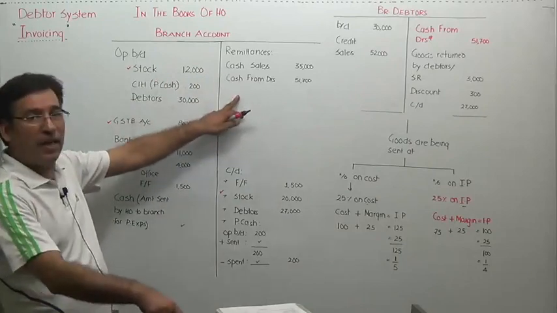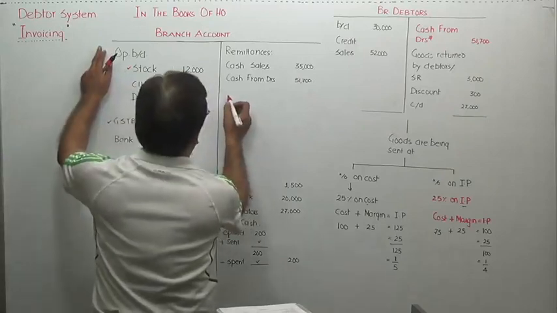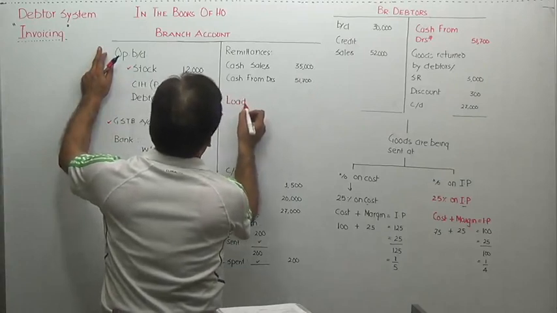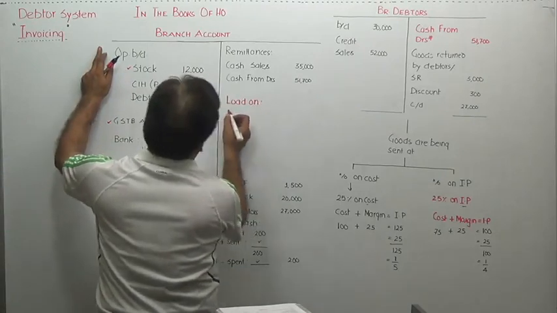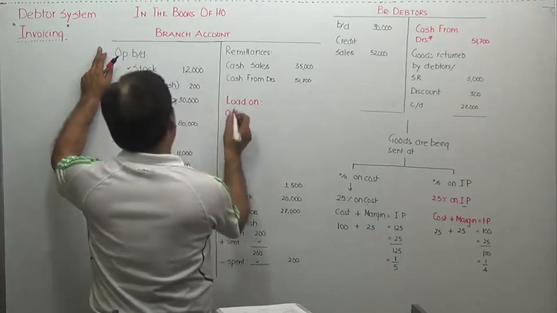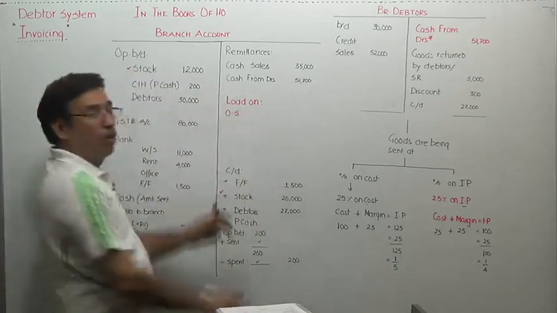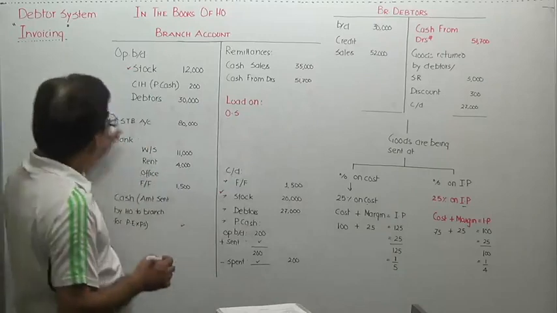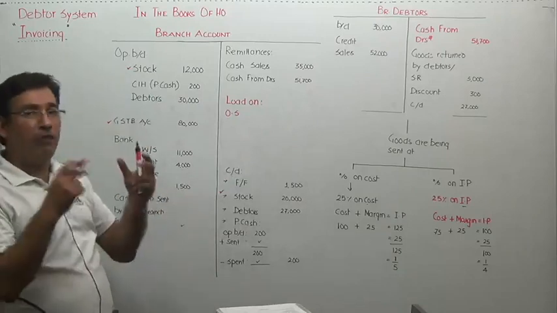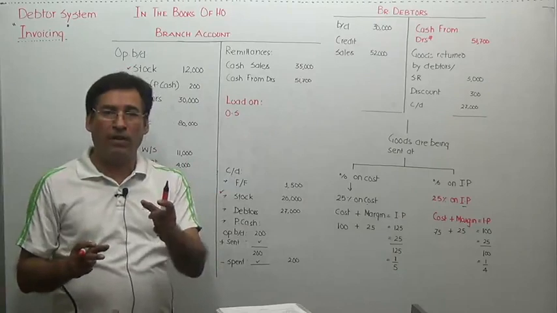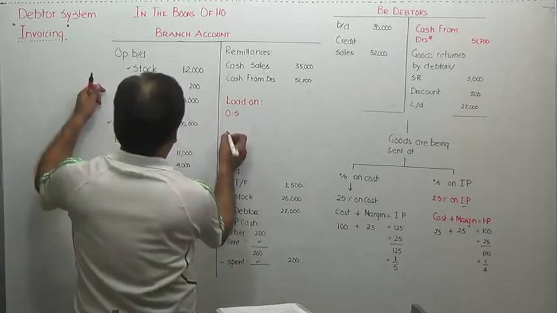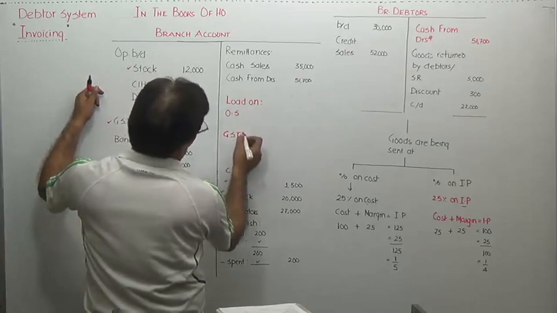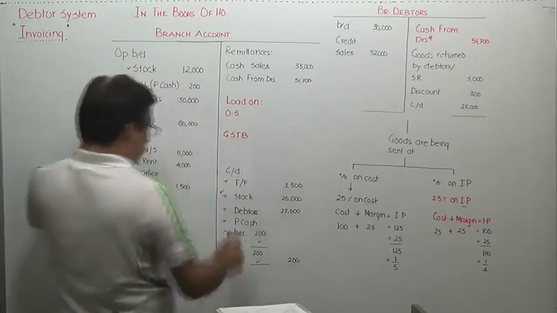In order to bring it to cost price, I will have to write on the opposite side, load on opening stock. So I will have to bring it to the cost, and in order to do that, I will have to write the loading portion. Similarly, goods sent to branch, I will have to presume it is at invoice price. Is it clear to you? So I will again write load on goods sent to branch account to bring it to cost.